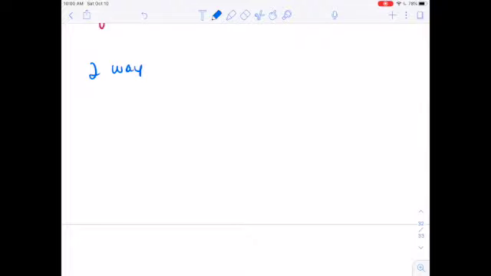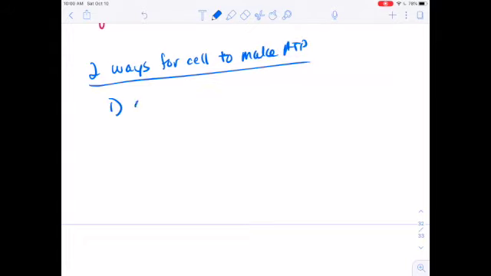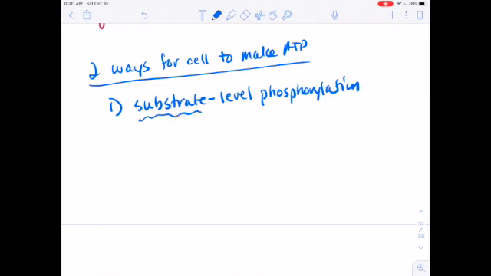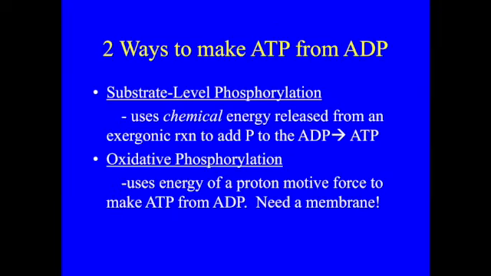Two ways for the cell to make ATP. One way is through what's called substrate level phosphorylation, so at the level of the substrate. I absolutely love putting that slide up when we're in person in classes. In fact, I'm going to show you one more time.